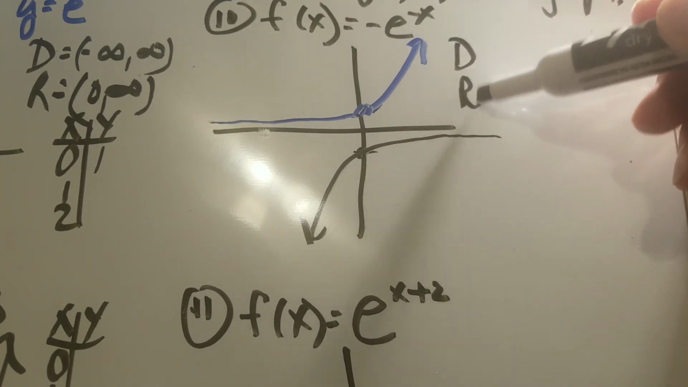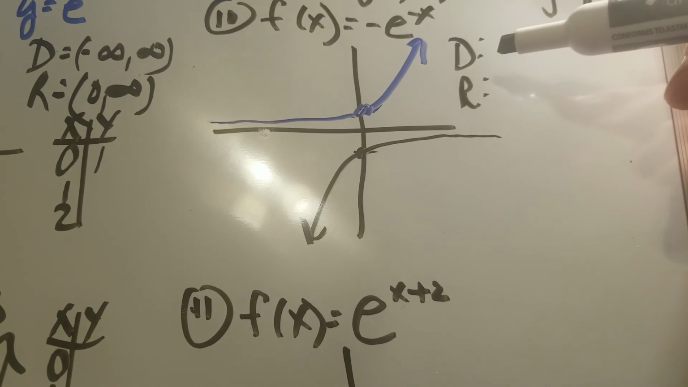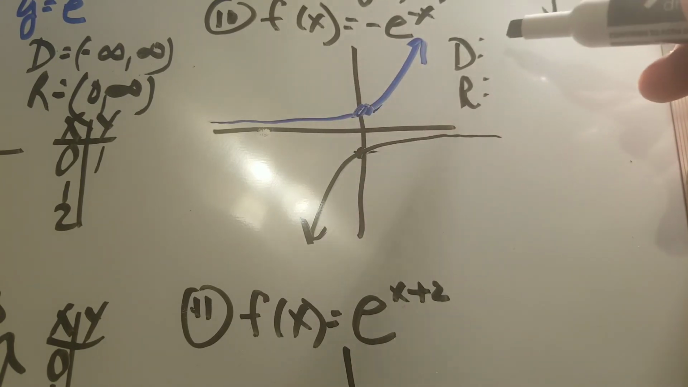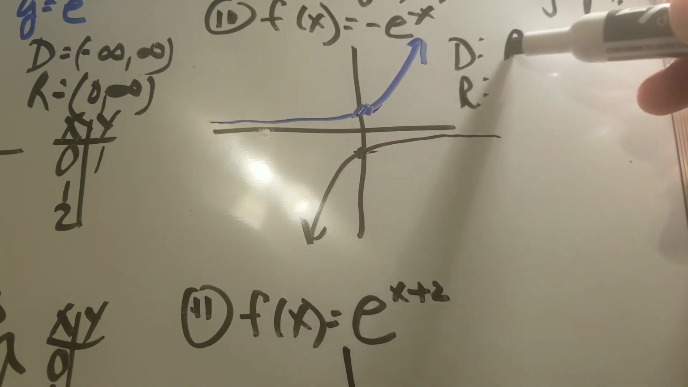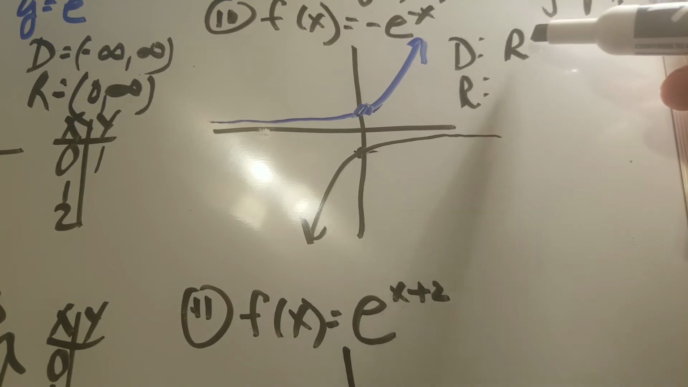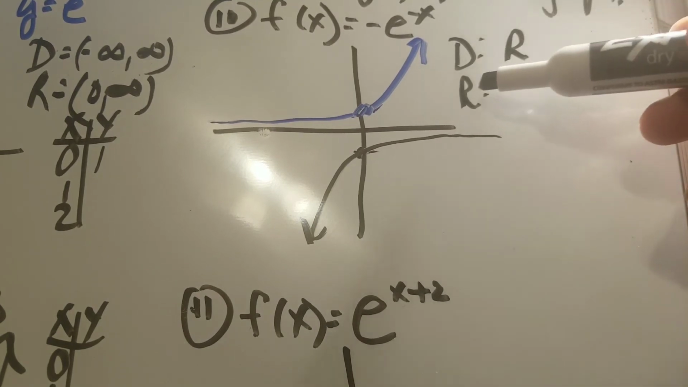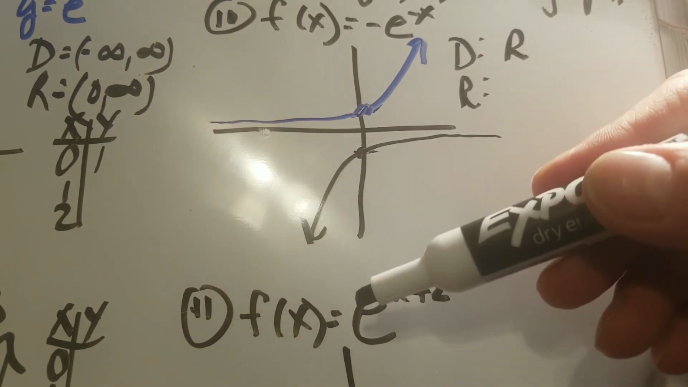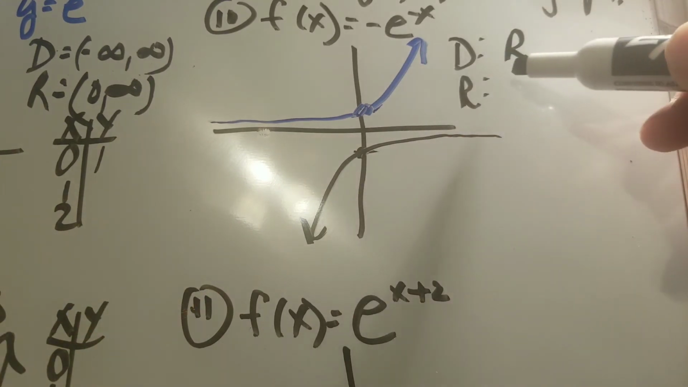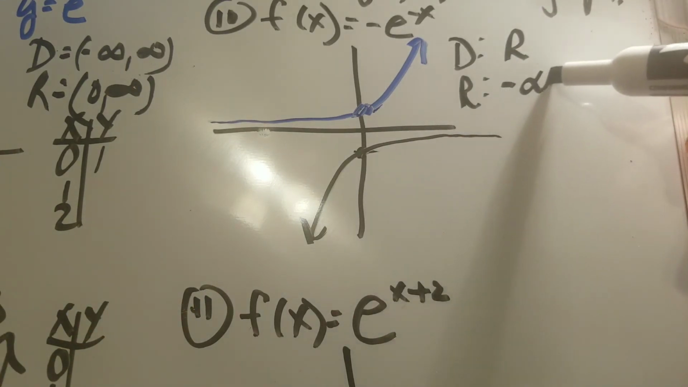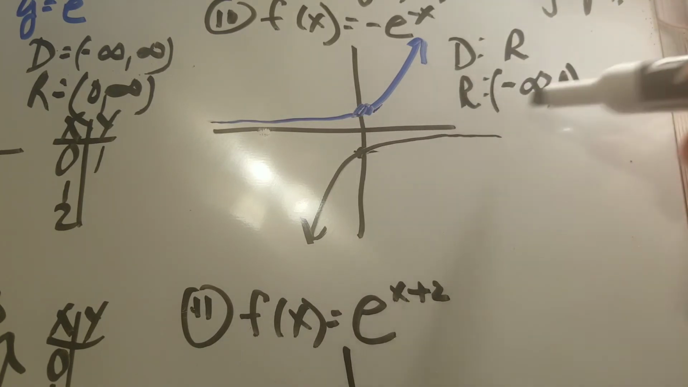Domain and range. Domain is still all real numbers. So let's use all real numbers instead of negative infinity to positive infinity. The range is down here. Remember, you always go from bottom up. So that means negative infinity to 0, not included.